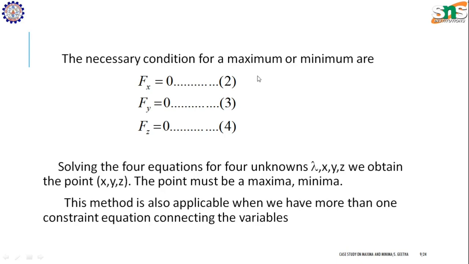The necessary conditions for a maximum or minimum are Fx equal to 0, Fy equal to 0 and Fz equal to 0. Keep these as equations 2, 3 and 4. Solving the 4 equations for the 4 unknowns lambda, x, y, z, we obtain the point (x, y, z). The point must be a maximum or minimum. This method is also applicable when we have more than one constraint equation connecting the variables.